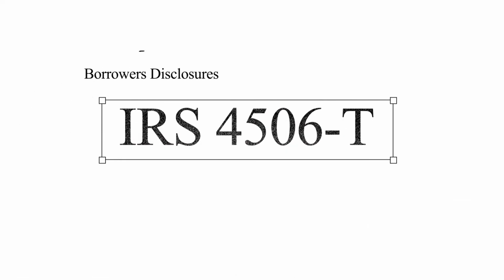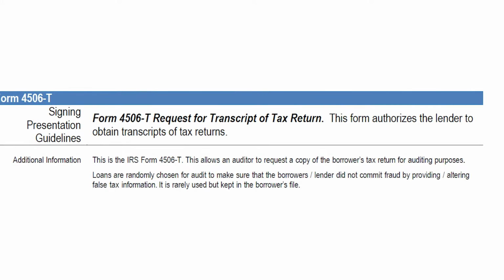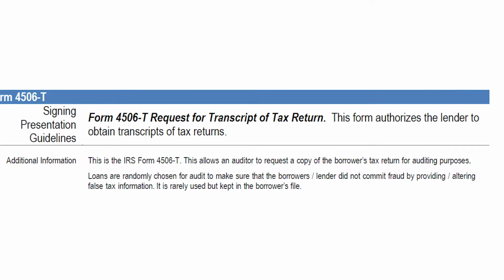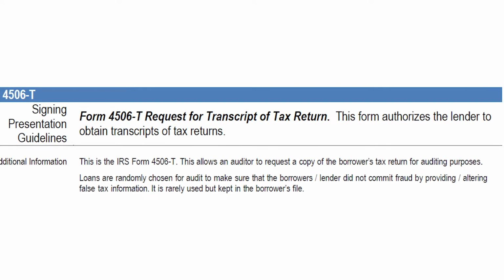Next document is called IRS 45060. Form 45060 requests a transcript of tax return. This form authorizes the lender to obtain transcripts of tax returns. So to present this document, you're just going to state that this document is used to request a copy of your tax transcript.